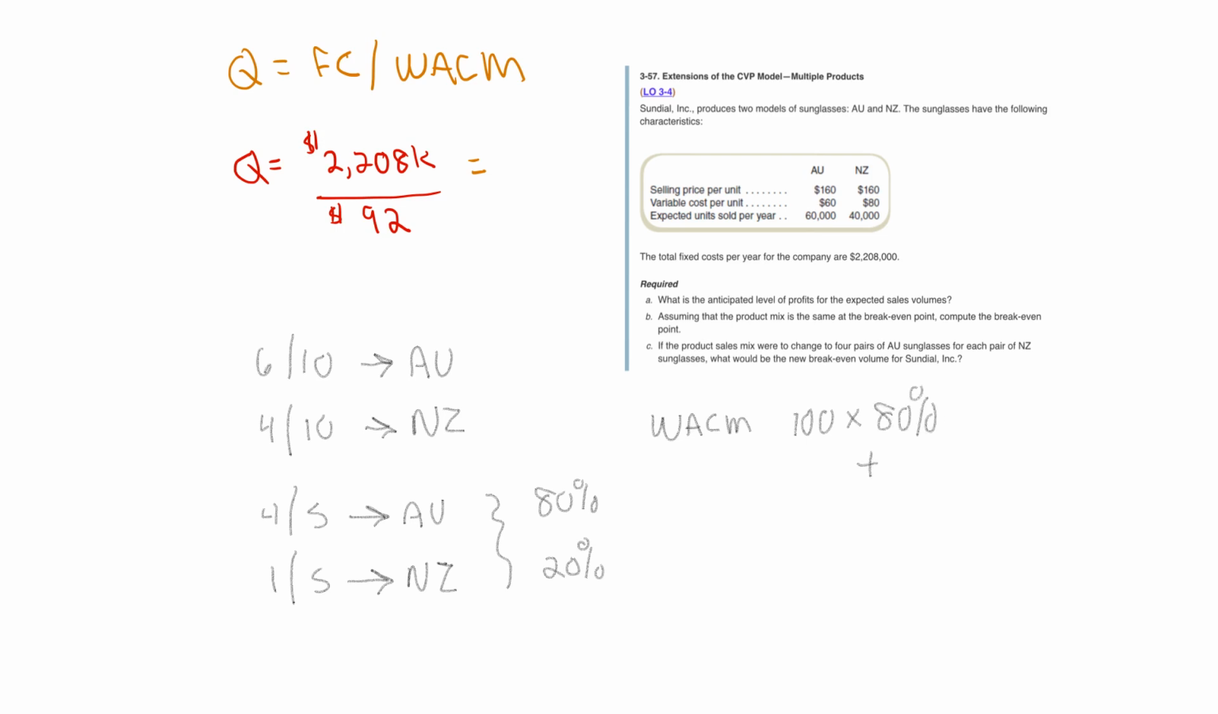plus $80 times 20%. And once again, I'll let you work out what that math is. And so that's going to be the new weighted average contribution margin. And so now you could go back to the formula up here and figure out what the new total number of units are that have to be sold in order to break even.